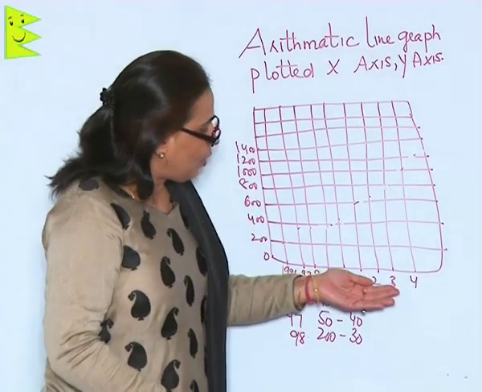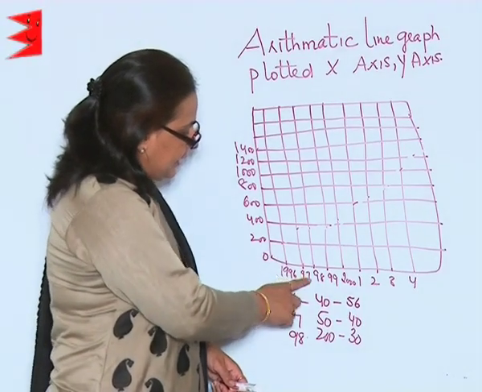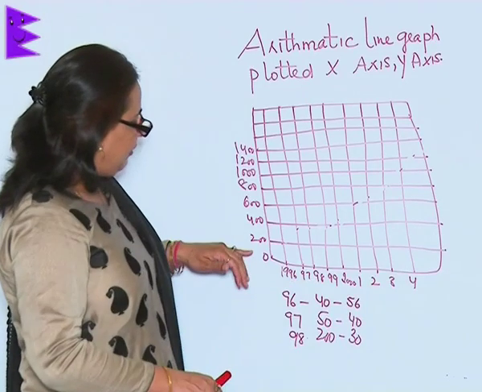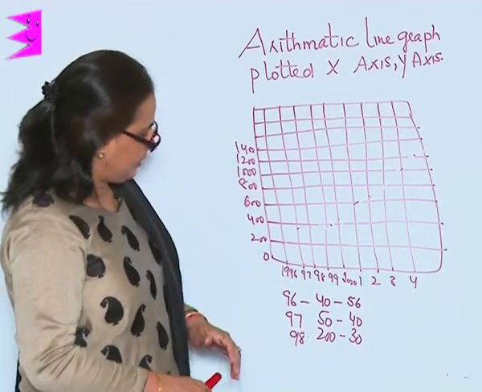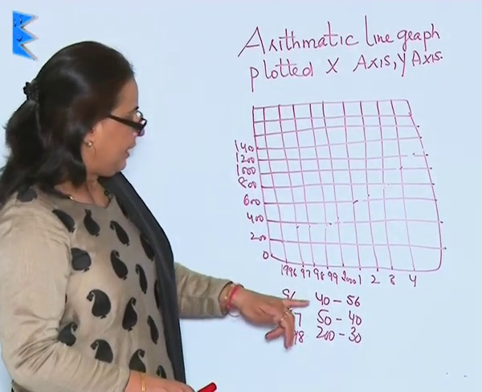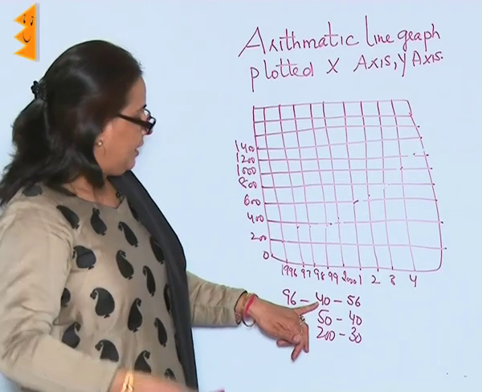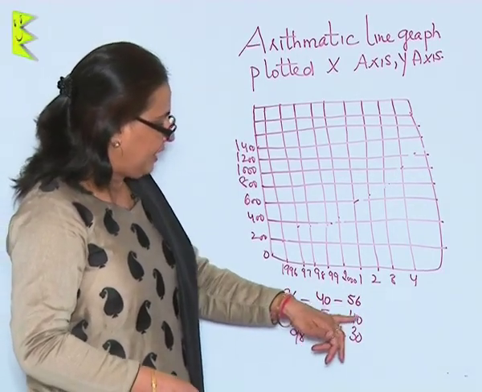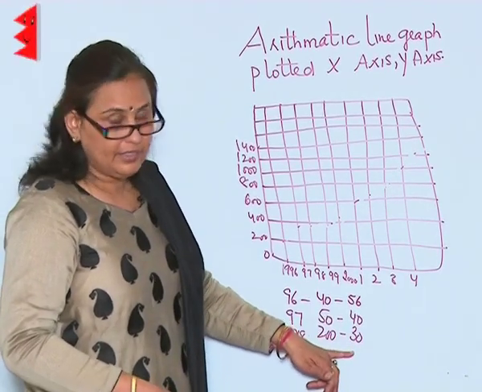the years on this side. So, for example, I say 96, 97, 98, 99, 2001, 2, 3 and 4, and from 0 to 200, 400, 600, 800, so on tons. In 96, it could be that the sale or the import was 40 tons, export 56; 97, 50 tons and 40 tons; and 98, 200 tons and 30 tons.